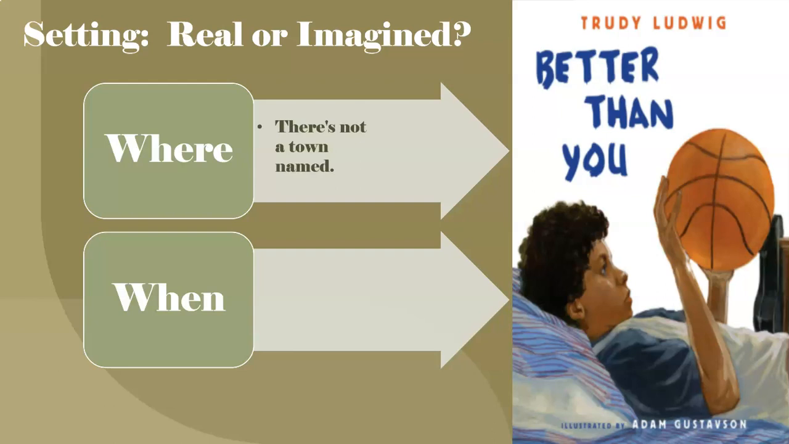So because it's not named, even though it may be familiar and it may seem like it's real, I imagine that Trudy Ludwig probably just imagined your stereotypical town in America, just kind of full of diversity and whatnot. So because there's not a town specifically named, and we can't tell that it's real, it's an imagined place.